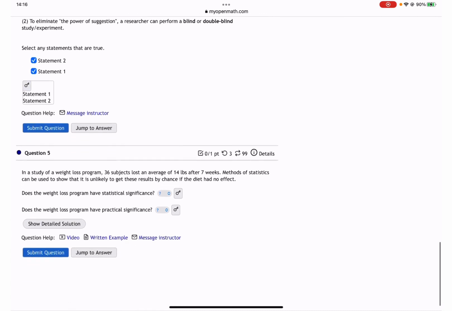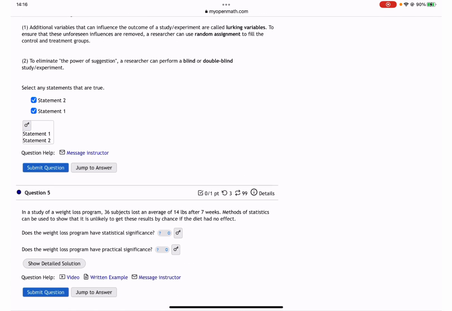Statement 1, statement 2. And the last one: in a study of a weight loss program, 36 subjects lost an average of 14 pounds after 7 weeks. Methods of statistics can be used to show that it is unlikely to get this result by chance if the diet had no effect. Okay, does the weight loss program have statistical significance? I would say yes. Let me see. Correct. I would say yes, because if the 36 subjects lost an average of 14 pounds, you can't ignore that, right? So it has statistical significance, and even more, it has practical significance. It's on face value. So yes to this one also.